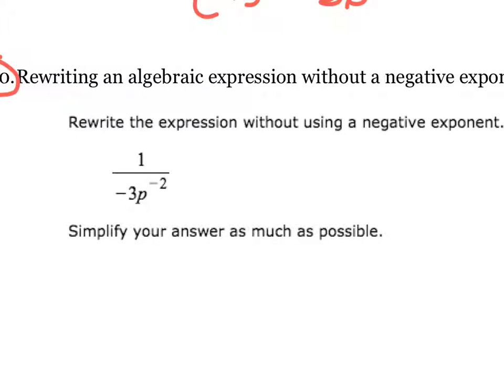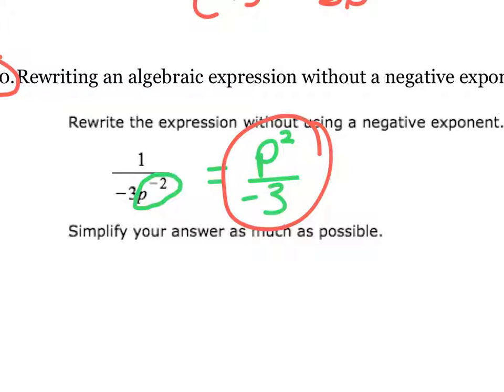Rewrite the expression without a negative exponent again. So this one you got to be careful because the negative exponent is only affecting the p. It's not affecting the -3. So in order to get rid of the negative, we put it up to the top. You got to multiply by the top, but multiplying by 1, so that's good. So this becomes p squared over -3. And there's nothing you can do to that to reduce that. So that becomes your answer. There you go, 11 through 20.